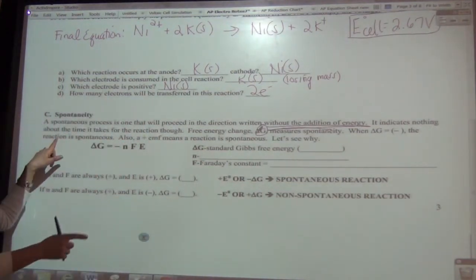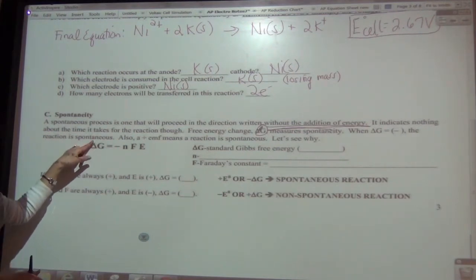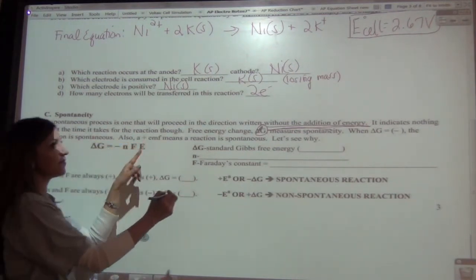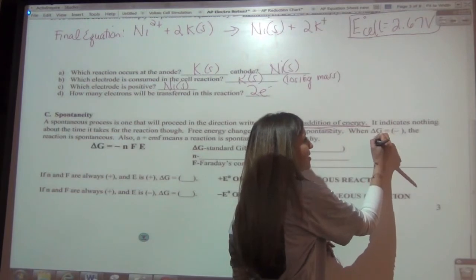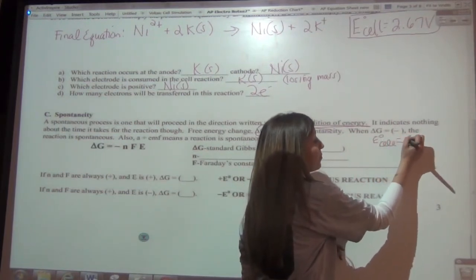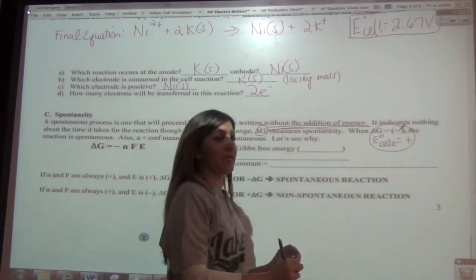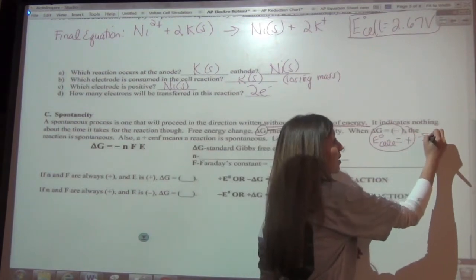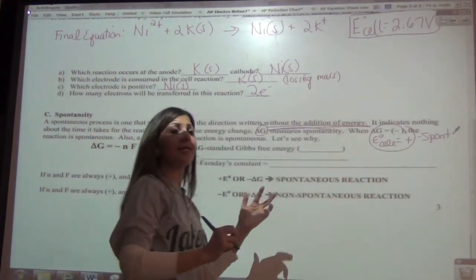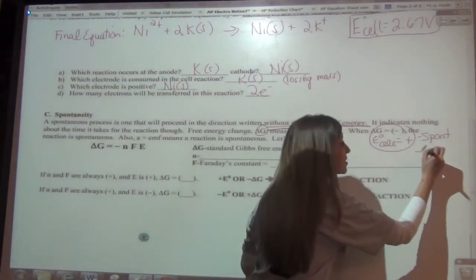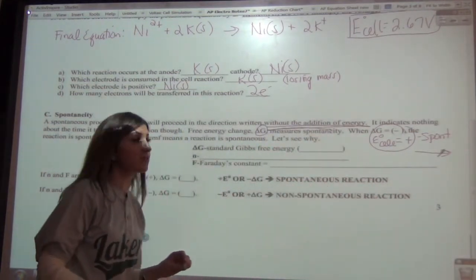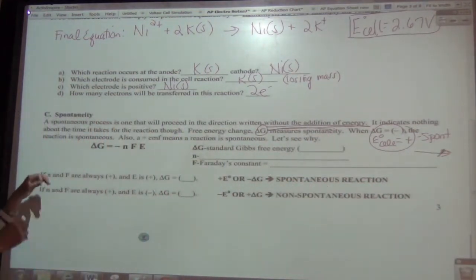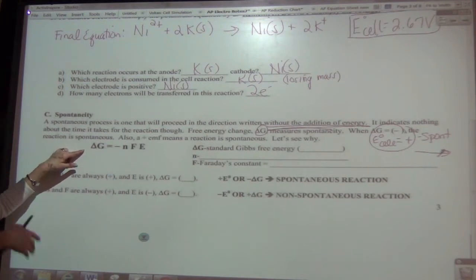When delta G is negative, the reaction is spontaneous. Also, when your E cell is positive, that also means you have a spontaneous reaction, okay? And again, that means your reaction is going to proceed and move toward the products, from reactants toward products in that direction, without adding any outside energy.